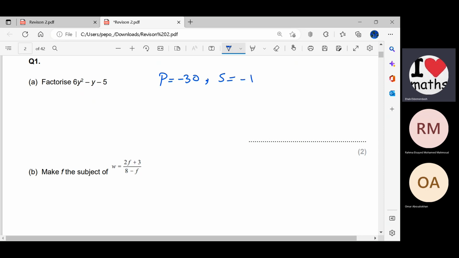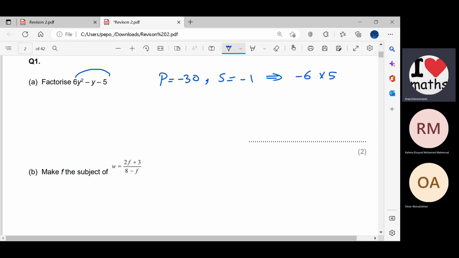So I have to find two numbers that have a product of negative 30 and a sum equal to negative 1. What are the two numbers? It can be negative 6 and 5, right? Or you can go for 5 and 3, it's fine. In the mental method, I need to find the product equal to negative 30 with sum equal to negative 1. If the coefficient of y squared is not equal to 1, I have to multiply. So it's 6 times 5.